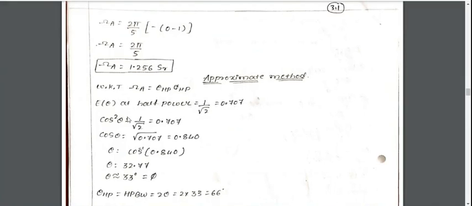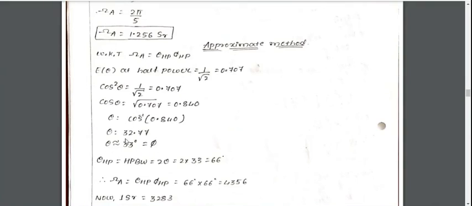So cos square theta is equal to whatever the E theta is. Cos square theta is equal to 1 divided by root 2, that is nothing but 0.707. Calculating the theta value, we will have 33 degrees.